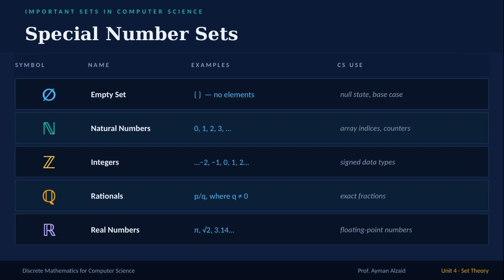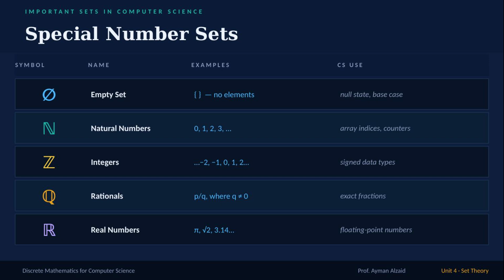Mathematics and computer science share a common vocabulary of special named sets. The empty set, written as the empty set symbol or as empty curly braces, contains no elements at all. It is the set theoretic equivalent of 0, and it appears as a base case in many recursive definitions. The natural numbers are 0, 1, 2, 3, and so on, directly corresponding to array indices and loop counters in programming. The integers include all positive and negative whole numbers, matching signed integer data types.